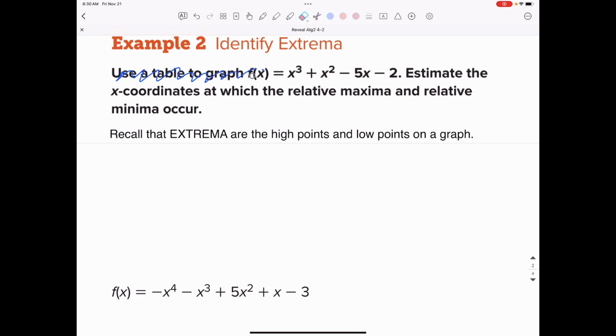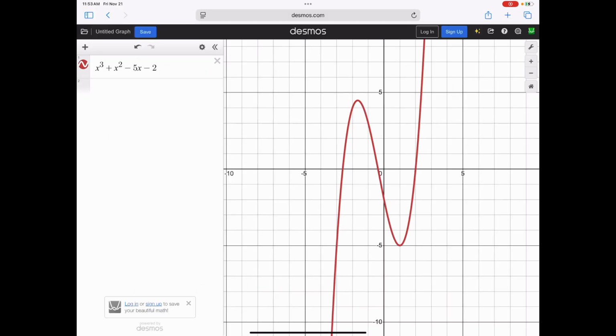We are going to use Desmos again. So we will go back to Desmos and we will graph that function. There's that function. And if I highlight the relative minimums and relative maximums, I can click right there. You can see there's one of the relative maximums. And then down here is the relative minimum, the low point.